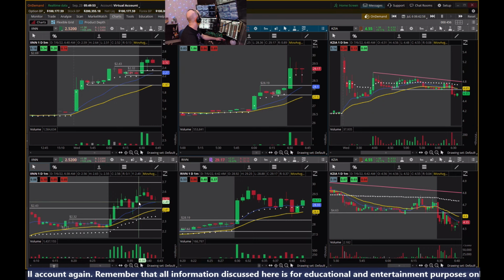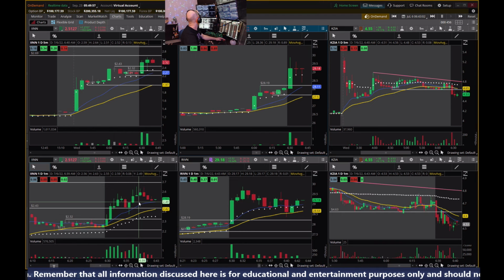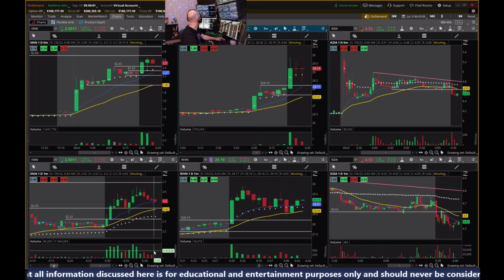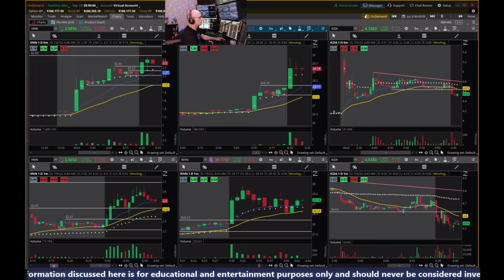So the market now is bouncing. Both QQQ and SPY moving up above the VWAP and the EMAs. That's always encouraging to see.